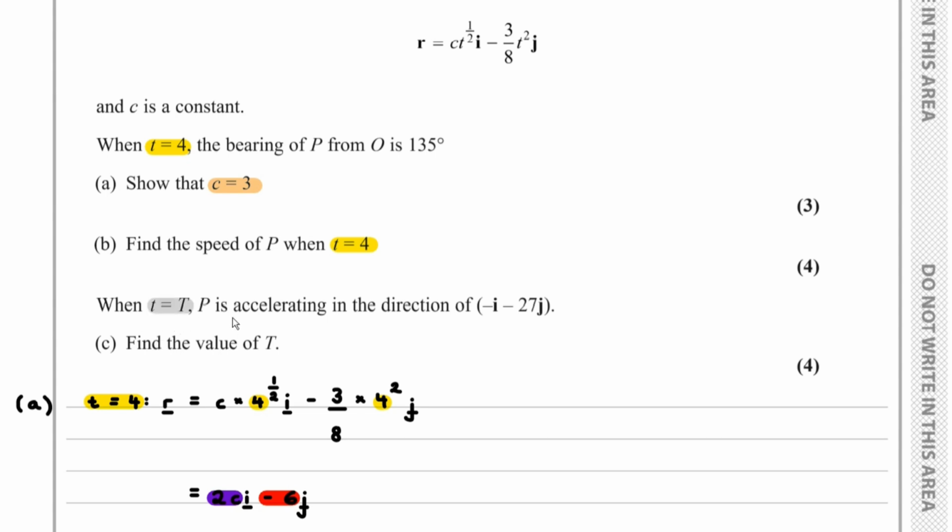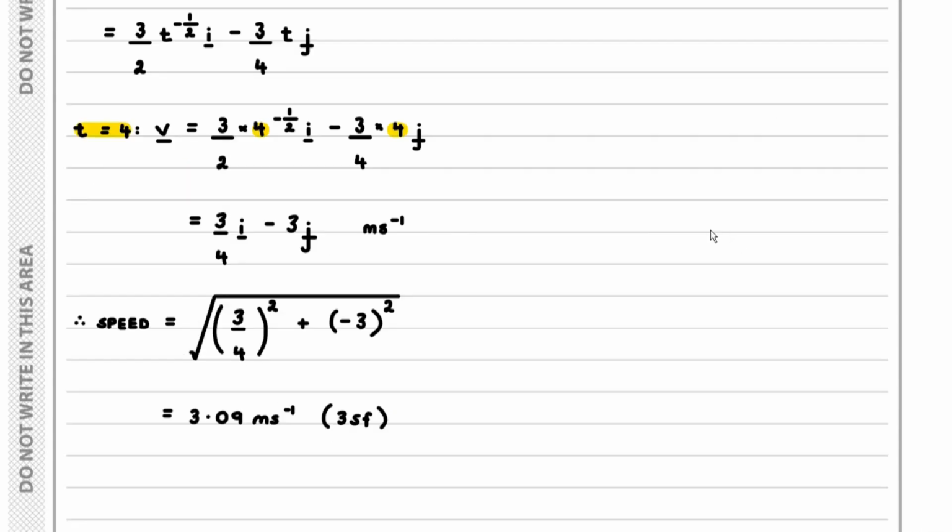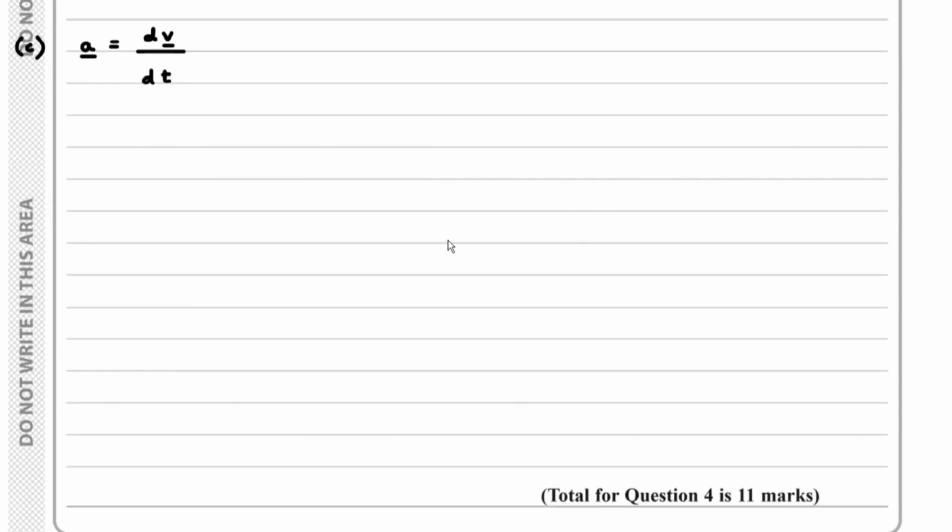When t equals T, P is accelerating in the direction of -i - 27j. Part C. Find the value of T. To begin with, we need to find the acceleration vector. The acceleration vector is given by dv over dt, so we are required to differentiate this result. Hence, the acceleration is equal to -3/4 t^(-3/2) i - 3/4 j.